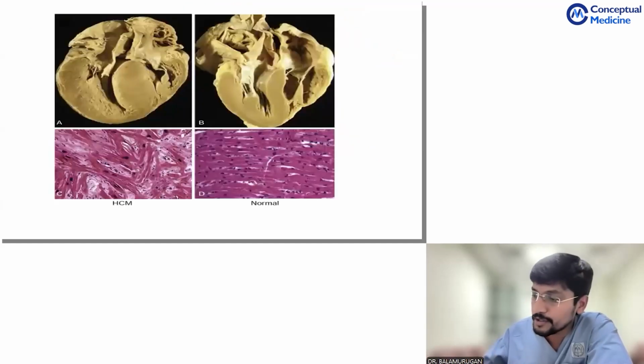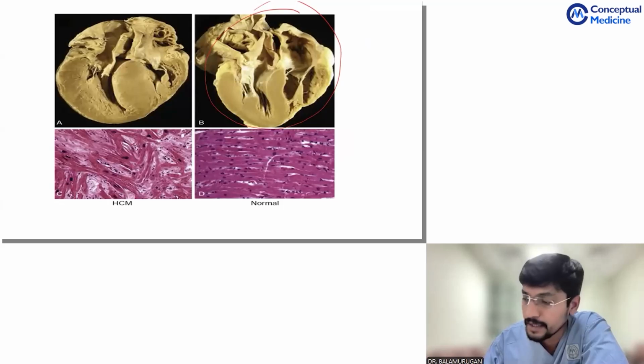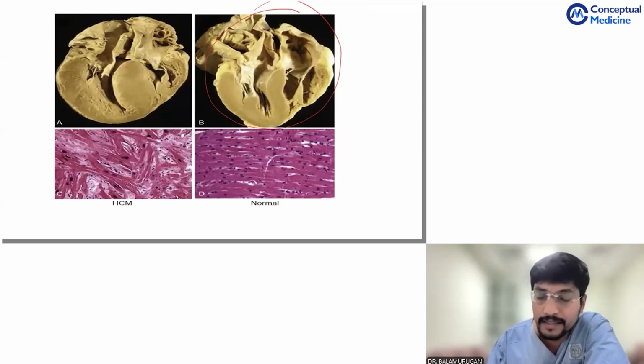So this is the gross specimen. This is the normal heart. What you find here is the RV, RA, LV, LA. You can find a papillary muscle, all those things. What you find on the left of your panel is a grossly hypertrophied ventricle. So this is actually HCM.